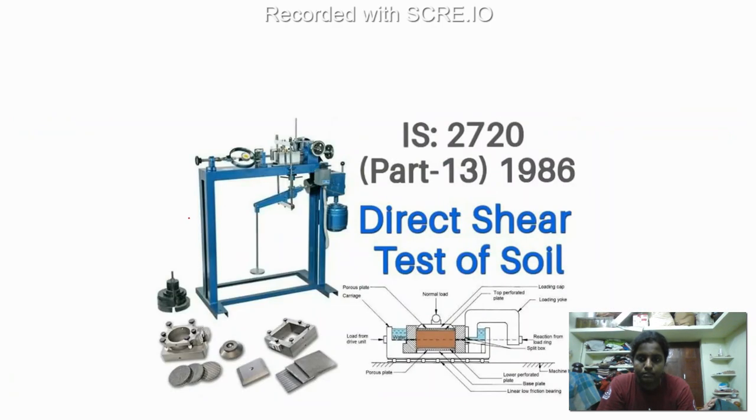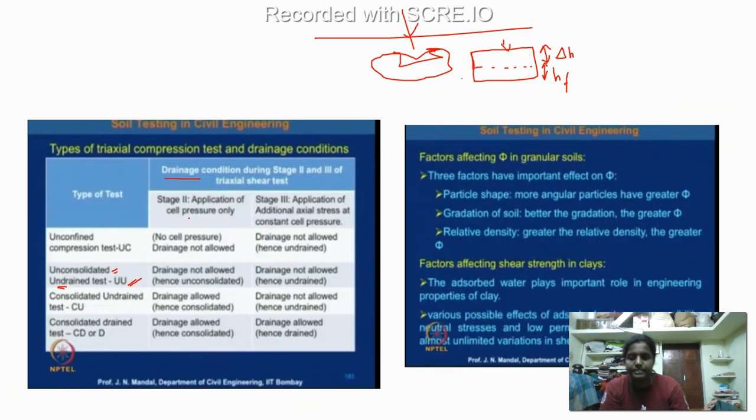Back to the table. So you have to understand the difference between these three. In your unconsolidated undrained test, both in the consolidation stage and the shearing stage, you are not allowing the water to escape. Next comes CU, consolidated undrained.